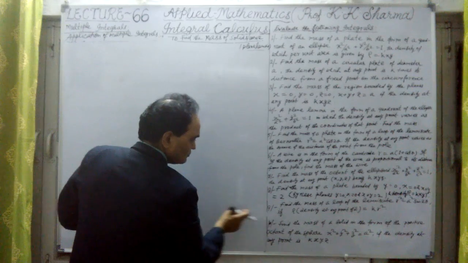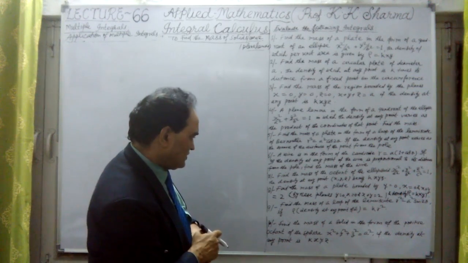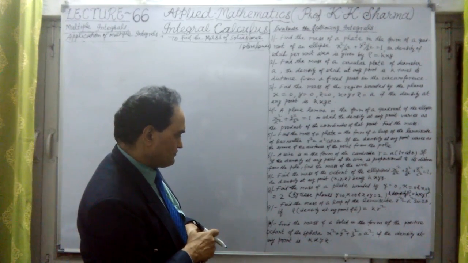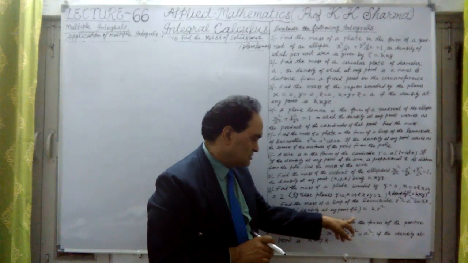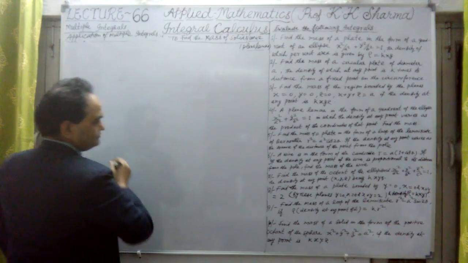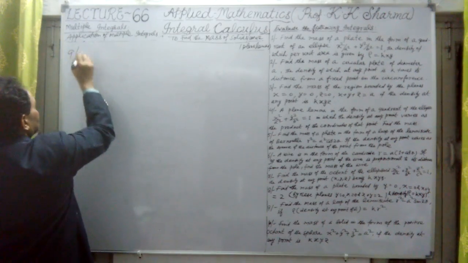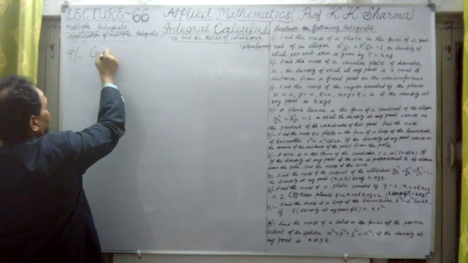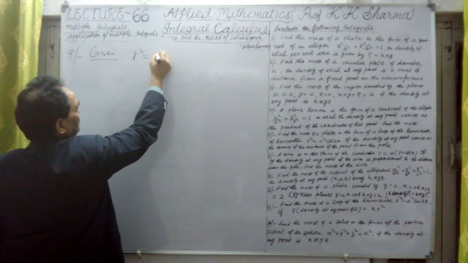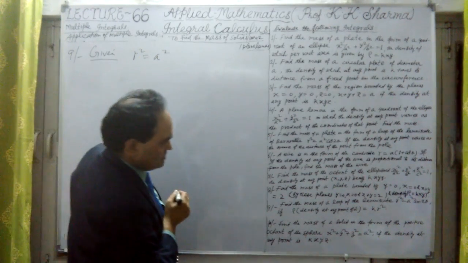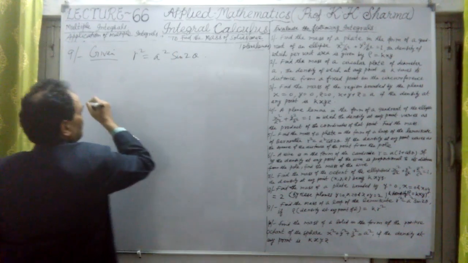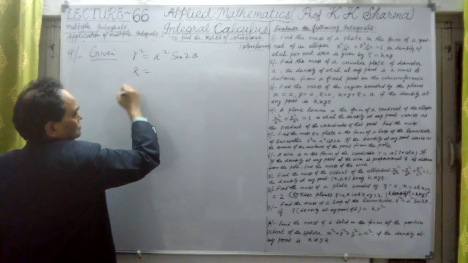Now what kind of question is the 9th question? Find the mass of a loop of the lemniscate r square equal to a square sine 2 theta, if the density at any point of it is equal to k r square. Okay, let me take this lemniscate here. Question number 9. Now what is given to us here? We are given the curve, the lemniscate r square equal to a square sine theta, and density is rho.